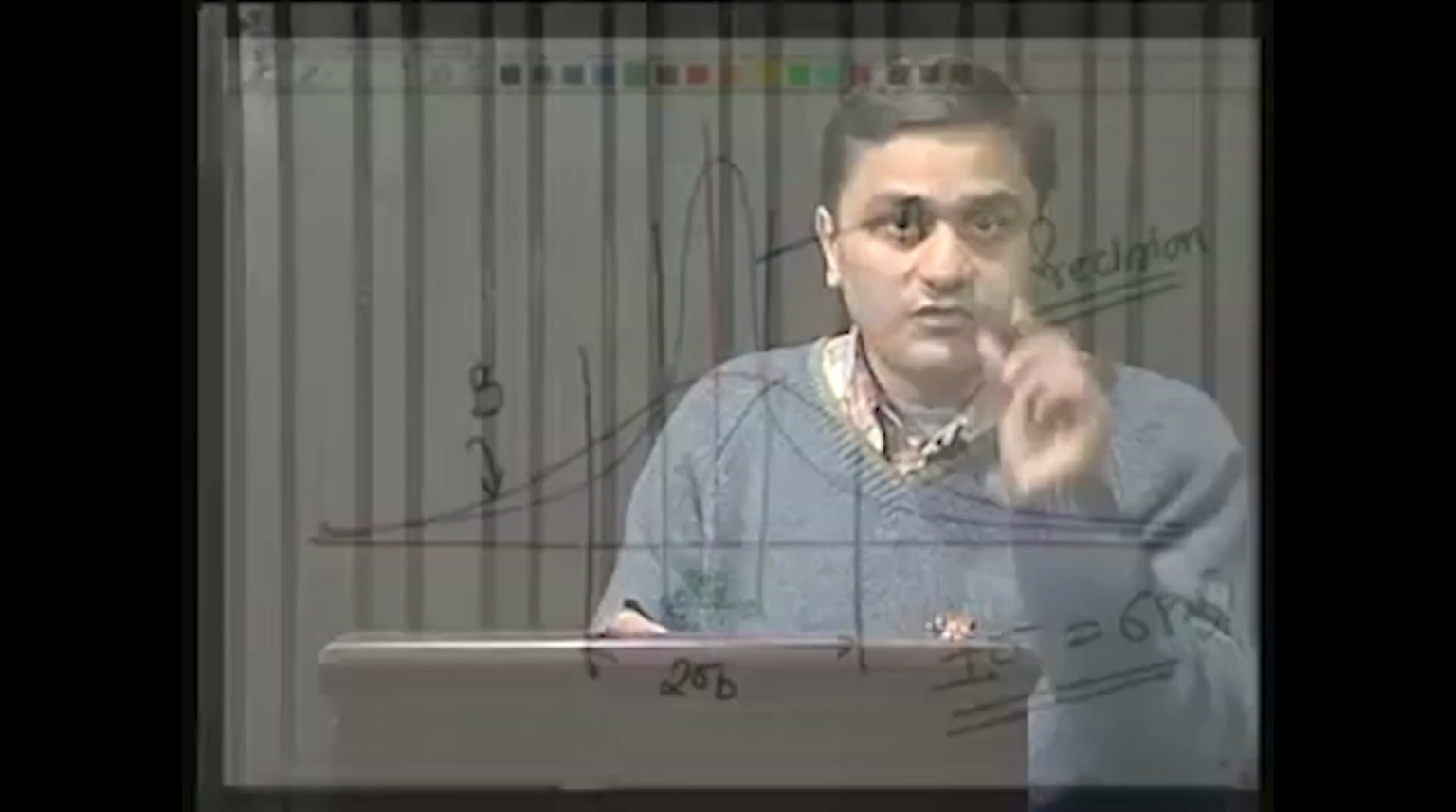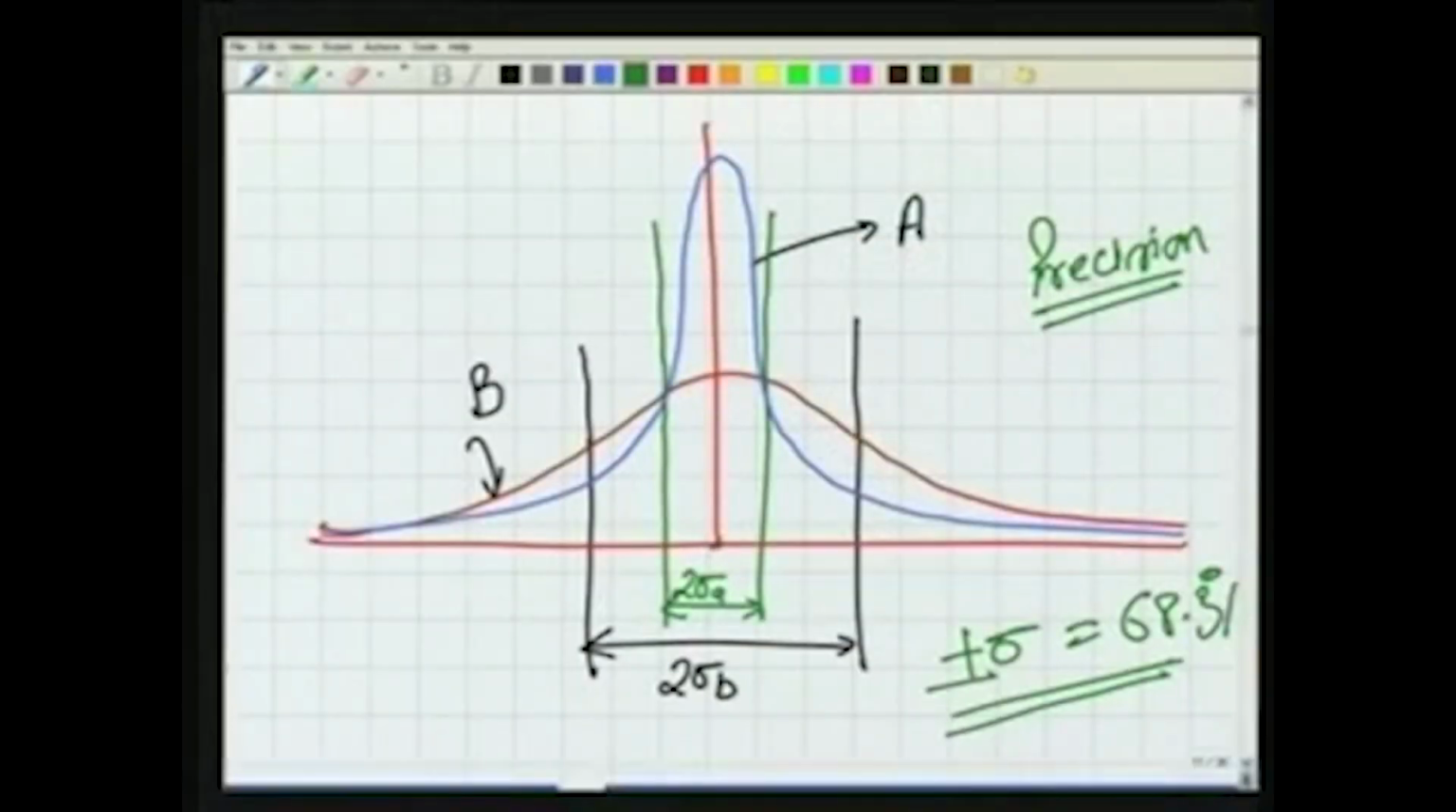The meaning is, here in this case, the deviation of the observations from the mean, how many observations? 68.3% observations is only within this limit. So, the deviation is less. The meaning is observations are closer, they are nearer to each other.